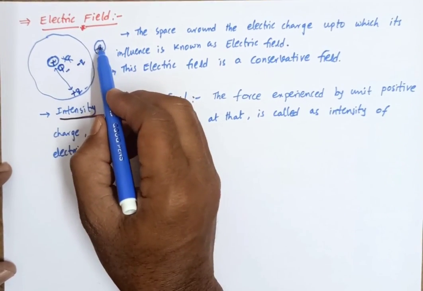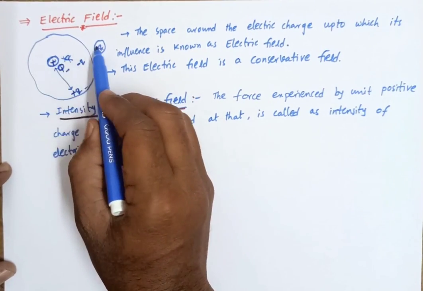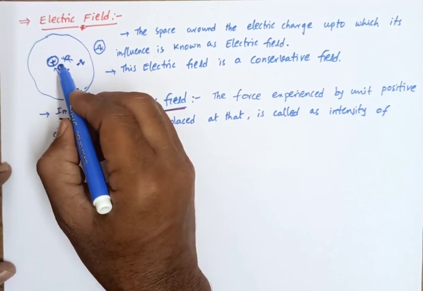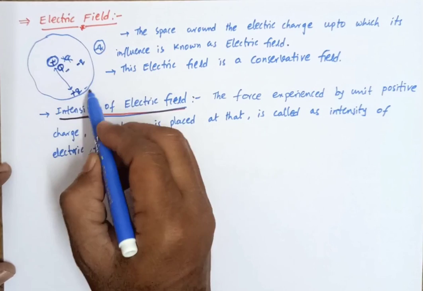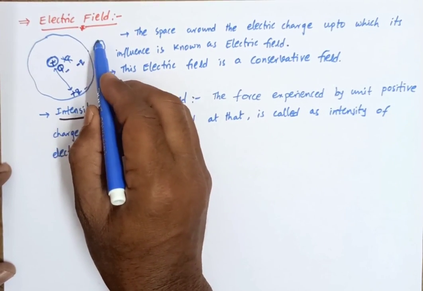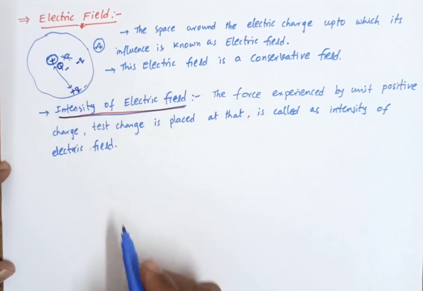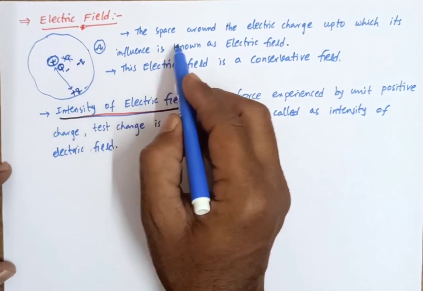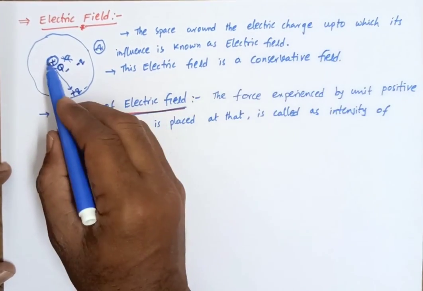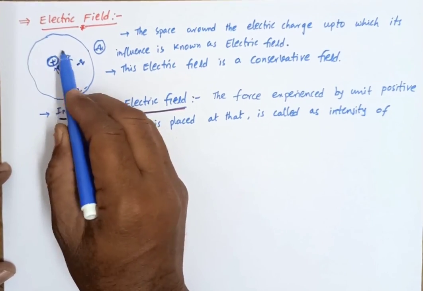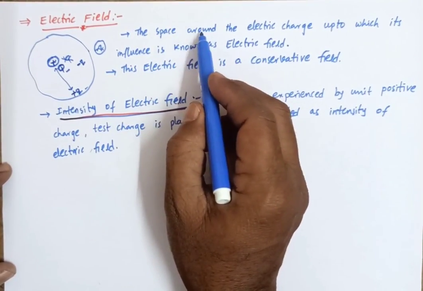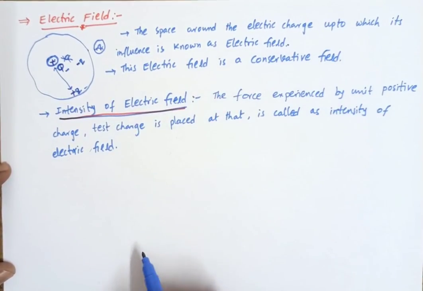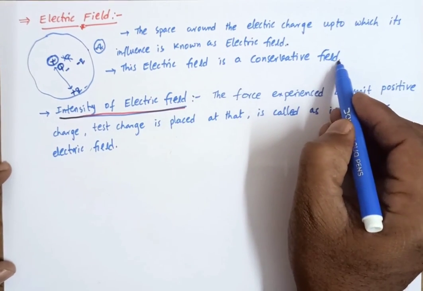On the negative charge there is no attractive force because the influence of this charge's field extends only up to this point. It is not influencing this negative charge. So this is about electric field. Electric field is the space around the electric charge; any source charge influences a certain space around it, and that is called the electric field. This electric field is a conservative field.